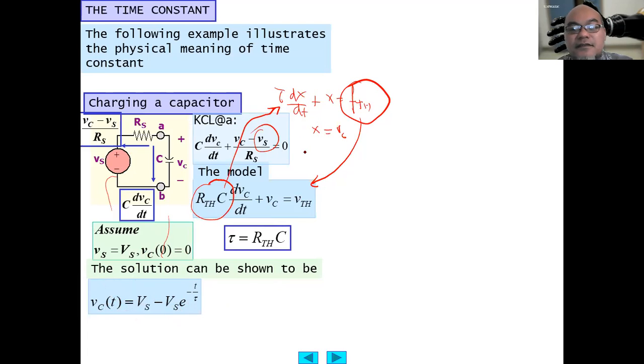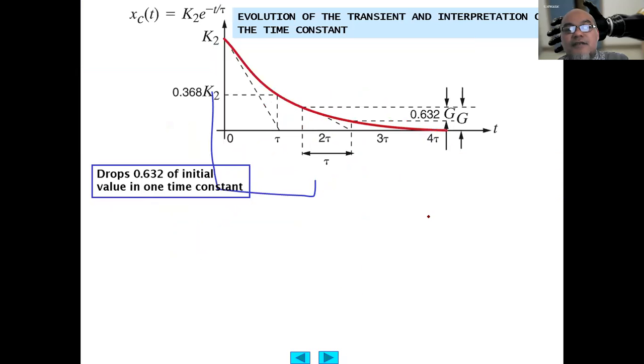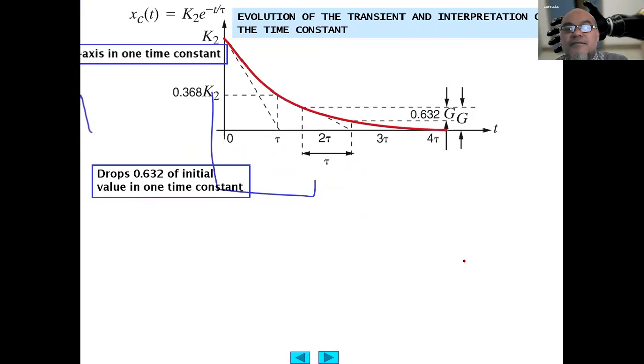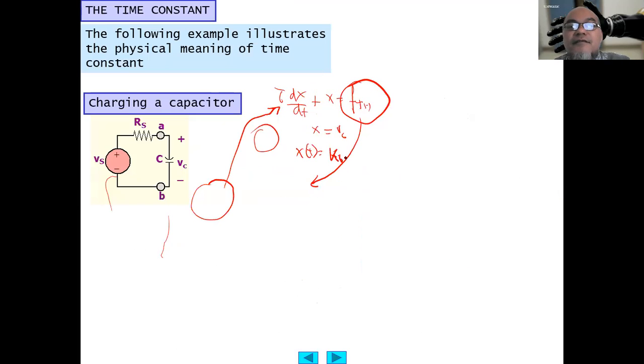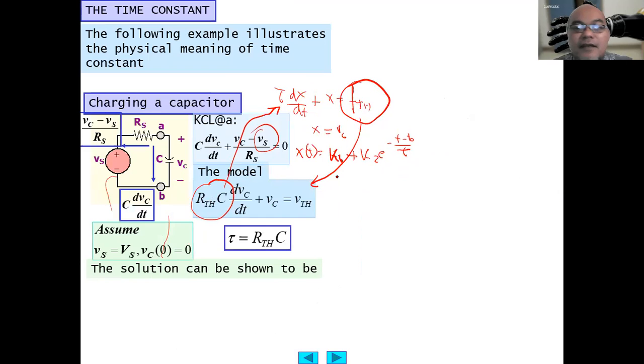If we have this function, the solution x(t) equals K1 plus K2 exponent minus (t minus t0) over tau, right? Here K1 equals the final value, so in this case K1 is equal to the V source. And t0 is 0.